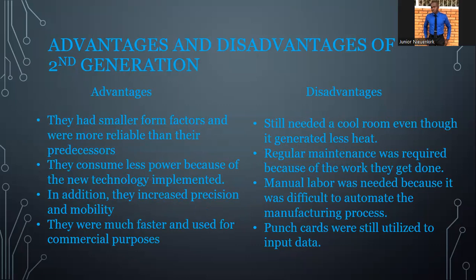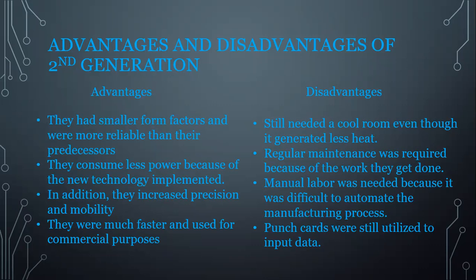For the advantages, they had smaller form factors and were more reliable than their predecessors. Because when computers were first invented, they were almost the size of a room, I should say. And as they kept advancing, they became smaller or more compact. They consumed less power because of new technology being implemented. Now, these vacuum tubes, as we may know, would generate a lot of heat, I should say.